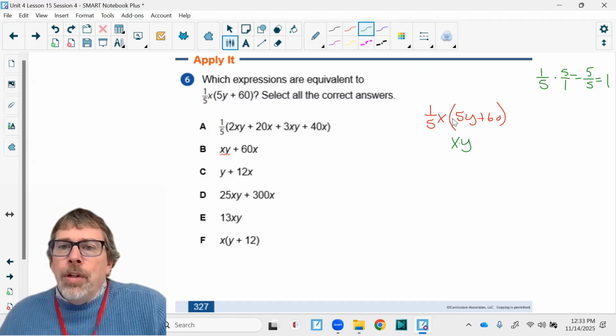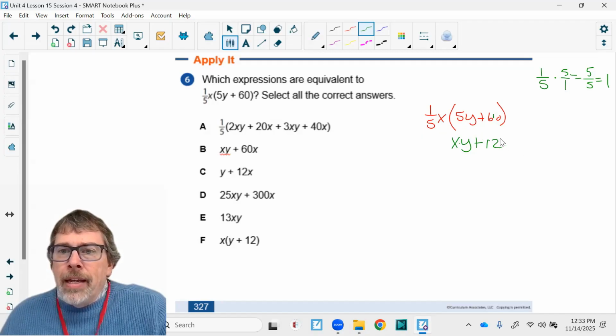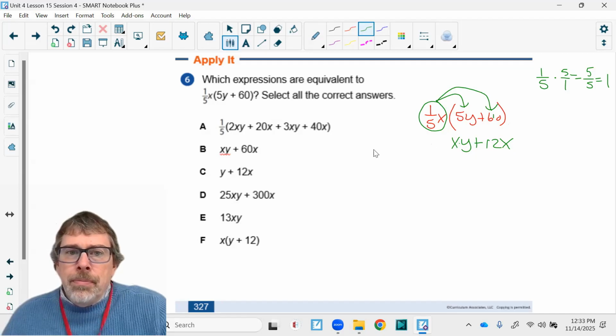Okay? And then 1/5 times 60, well, that just means 60 divided by 5. And a positive times a positive is positive. And 5 goes into 6 once with a remainder of 1. And 5 will go into 10 2 times. So 60 divided by 5 is 12. And there's an x out here, so that x goes with it. So it's 1/5 x times 60. So I get xy plus 12x.